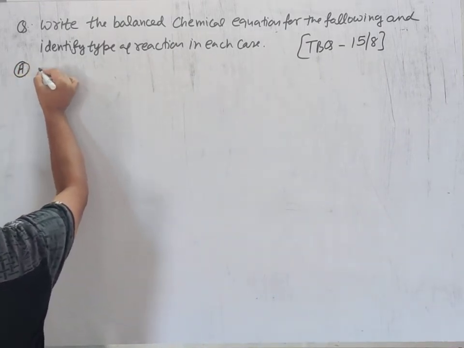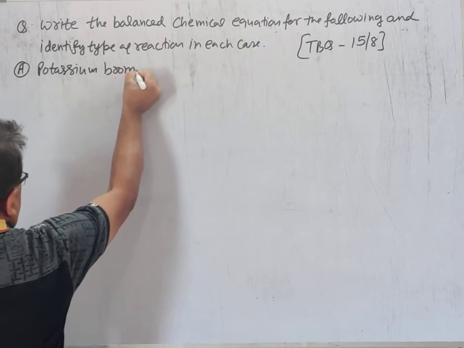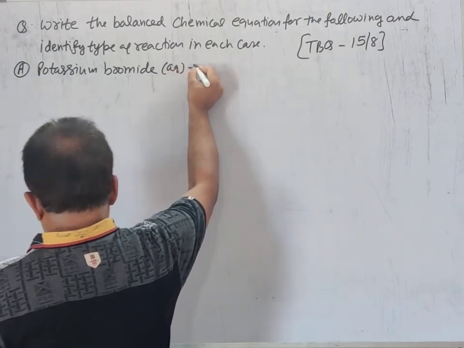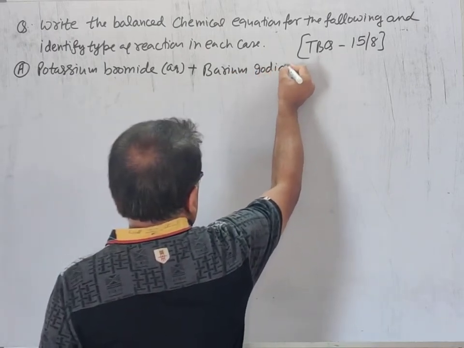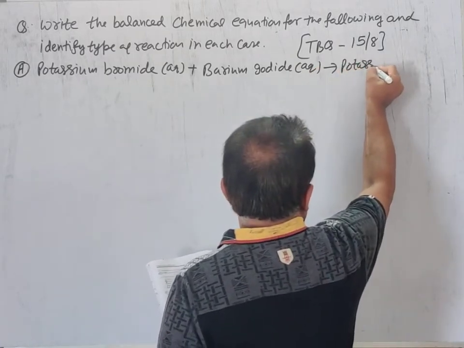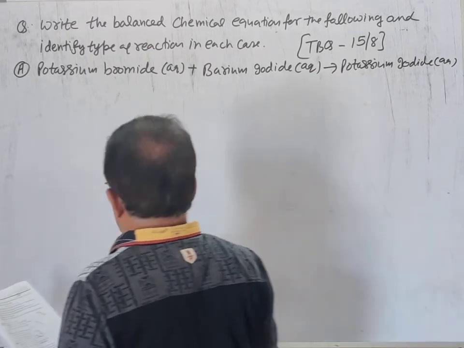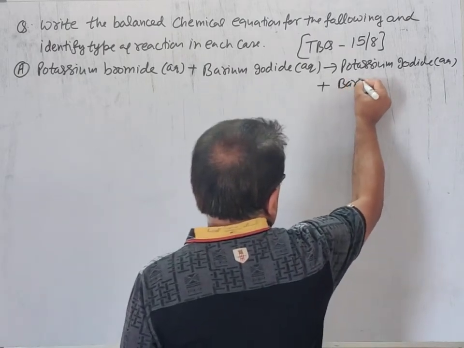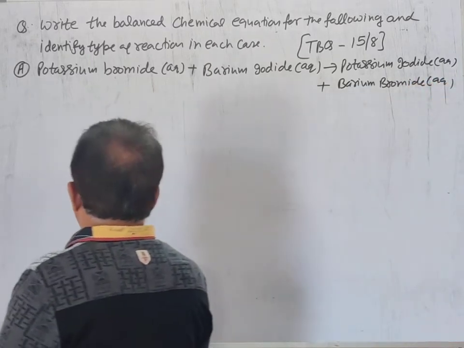A: potassium bromide, which is aqueous, plus barium iodide, which is aqueous, gives potassium iodide, aqueous, plus barium bromide, which is aqueous.